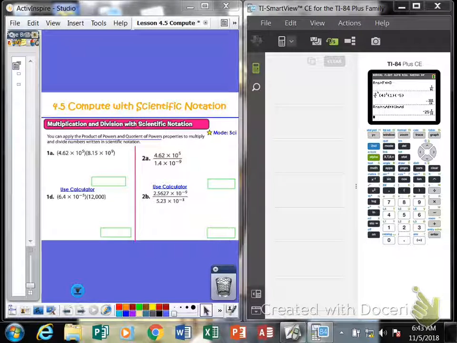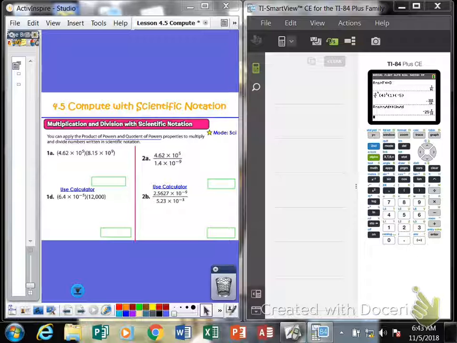In today's lesson, we are going to learn how to compute with scientific notation. In the previous lesson, you learned how to write in scientific notation or standard form. Now we're going to apply the product of powers and quotient of powers properties to multiply and divide numbers written in scientific notation.